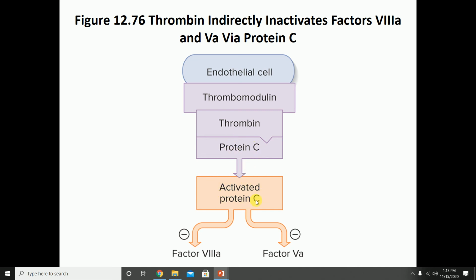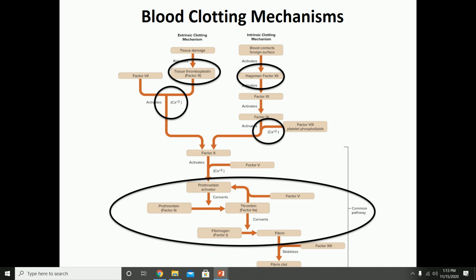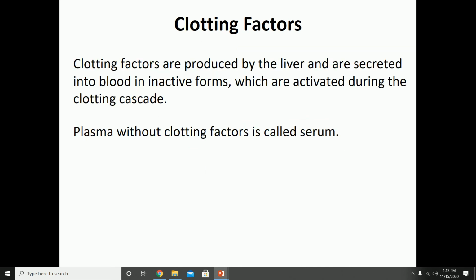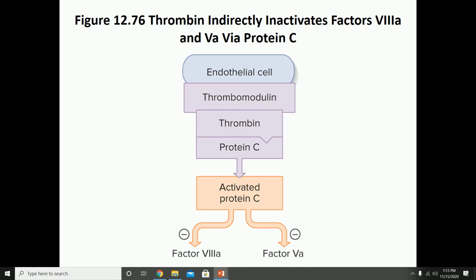This activated protein C deactivates factor 8 and factor 5. The A stands for activated. So if we go back to the cascade, you can see here factor 8 and factor 5. These are two of the factors that we need on these cascades to make a blood clot. So that activated protein C can deactivate these two factors, preventing a blood clot from forming.